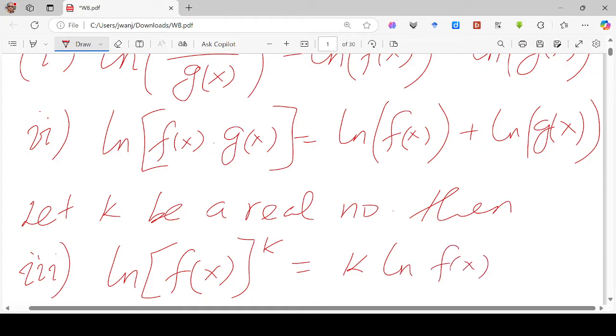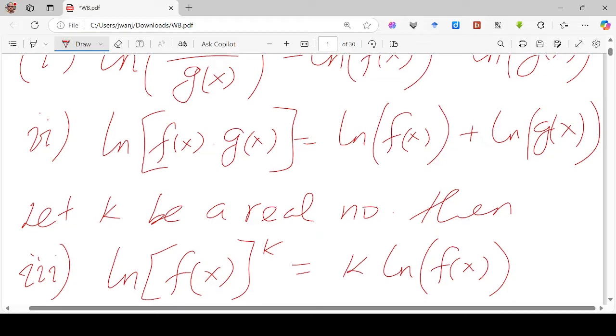Remember, because we want to deal with the problems of differentiation, we use the logarithms to base e, or what we call the natural logarithms. But remember, the same rules can be applied to logarithms of any other base.